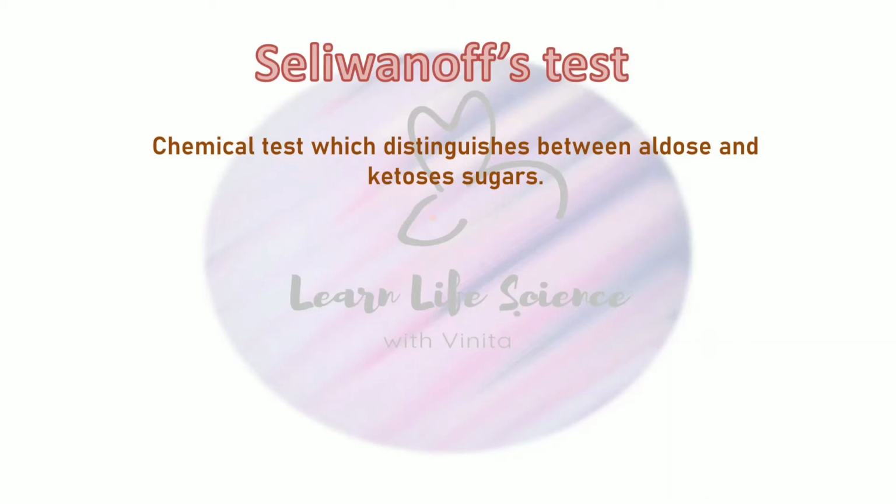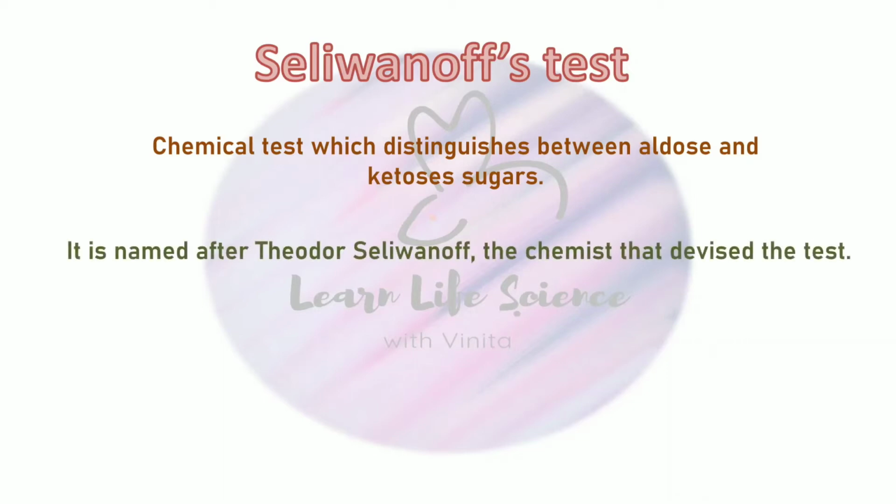It is named after Theodore Selivanov, the chemist that devised the test. Basically, Selivanov devised this test only to distinguish between aldose and ketose sugar. Apart from this, different scientists also modified this protocol in the identification of different ribose present in the genetic material.